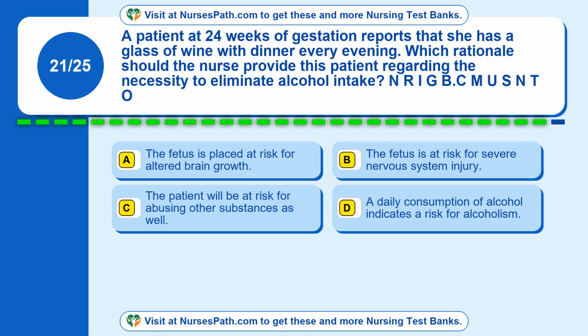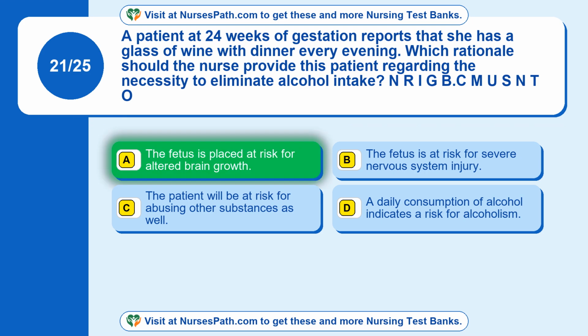Question 21. A patient at 24 weeks of gestation reports that she has a glass of wine with dinner every evening. Which rationale should the nurse provide this patient regarding the necessity to eliminate alcohol intake? Option A. The fetus is placed at risk for altered brain growth. Option B. The fetus is at risk for severe nervous system injury. Option C. The patient will be at risk for abusing other substances as well. Option D. A daily consumption of alcohol indicates a risk for alcoholism. The correct answer is option A. The fetus is placed at risk for altered brain growth.